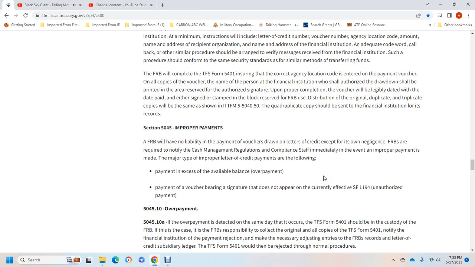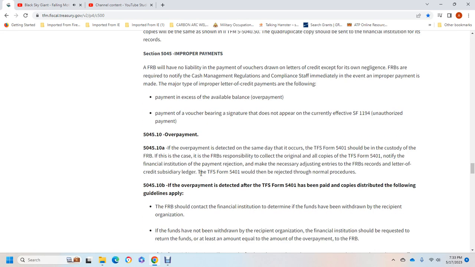5045 improper payment. The Federal Reserve will have no liability for the payment of the voucher withdrawn with the letters of credit except its own negligence. The Federal Reserve Bank requires the cash management regulation compliance staff to be contacted immediately in the event of an improper payment. The major types of improper letter of credit payment are the following: payment except available to payments, overpayment.